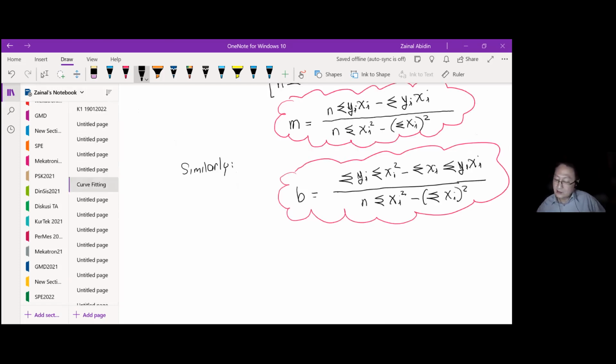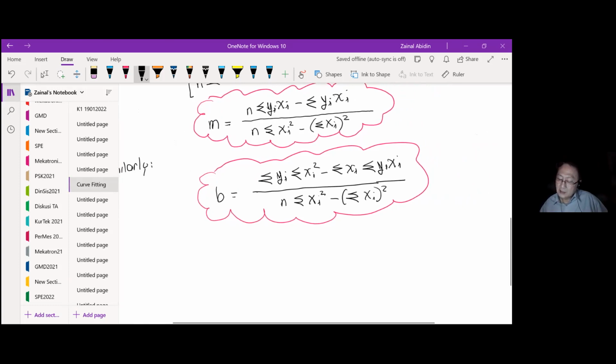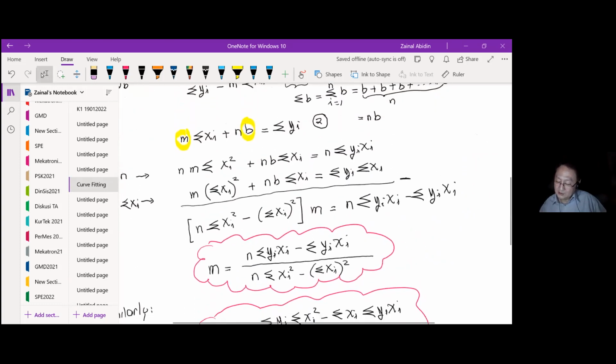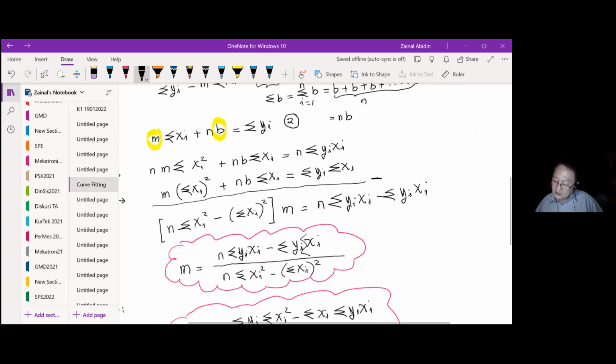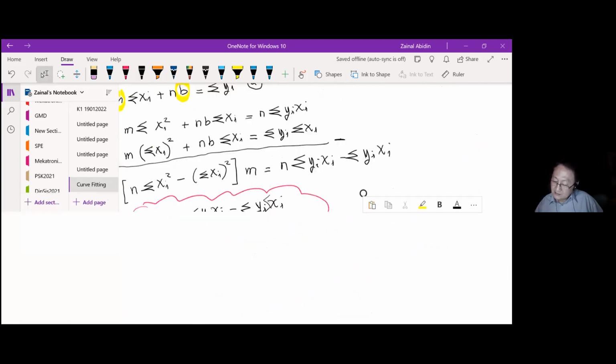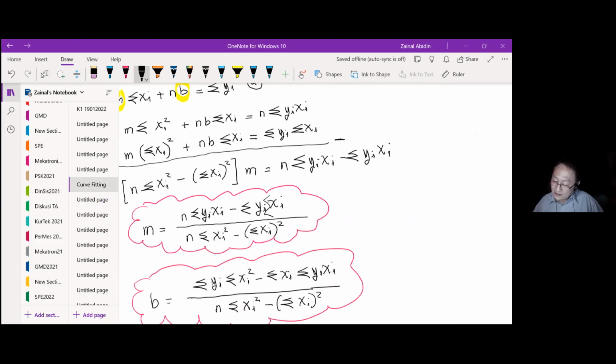Curve fitting. Okay. Sigma. I think I made a mistake. Wait. This one, I think this one is sigma xi. Is that right? I think this one is with m. That's right. So this one and this one is sigma. So this one is sigma. Okay. This one is not correct. Okay, but we already derived this one.